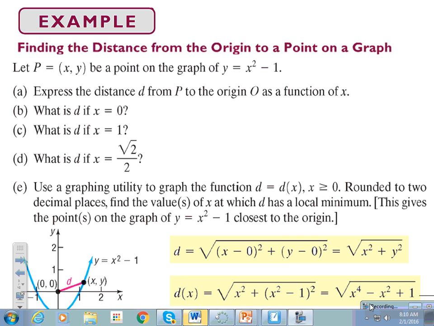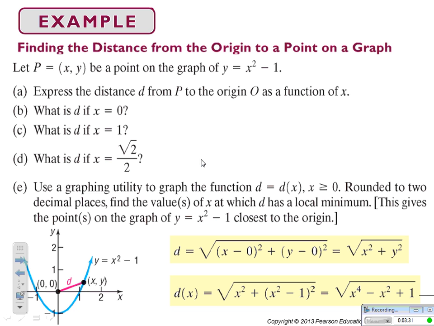Okay, so when you multiply this out, you get x to the 4th minus 2x squared plus 1. Minus 2x squared combines with this x squared to give you minus x squared. So you have square root of x to the 4th minus x squared plus 1. So that is our answer to A. So if you want to put A right there, that's perfectly fine.